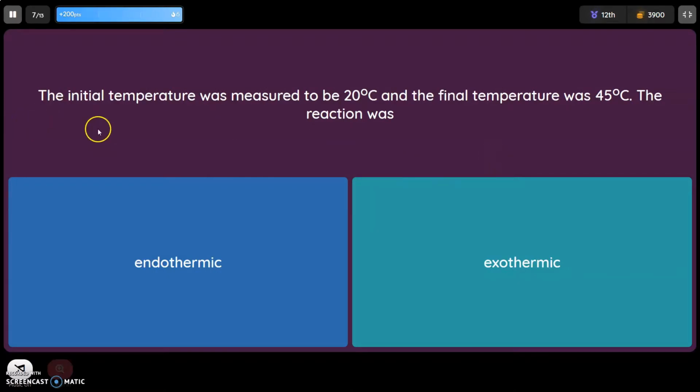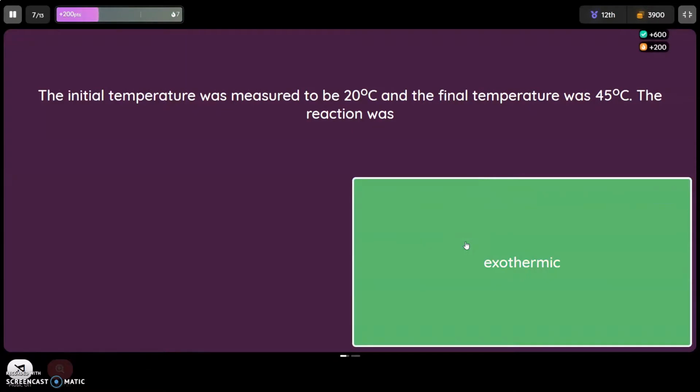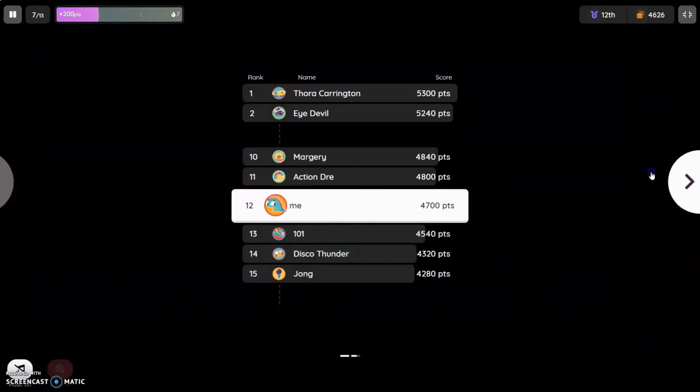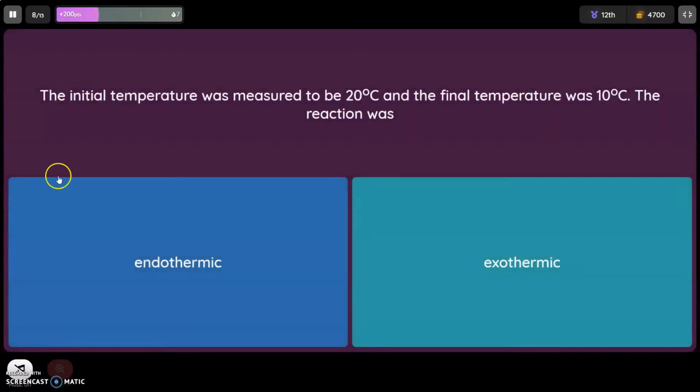Okay, the next question. The initial temperature was measured to be 20 degrees Celsius, and the final temperature was 45 degrees Celsius. The reaction was exothermic because this object was measured as 20 degrees but came to be 45, so the heat was released into the surroundings. So the surroundings became hotter.